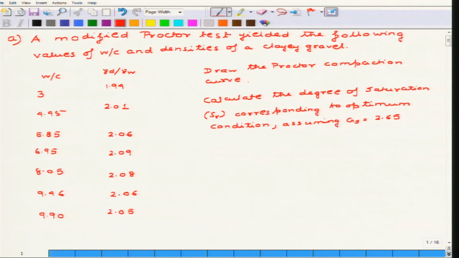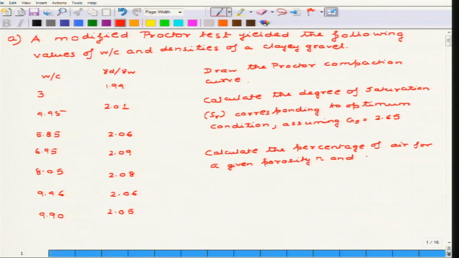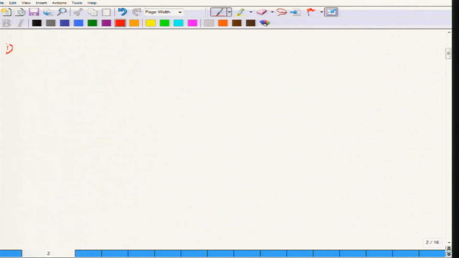It is also asked that we calculate the percentage of air for a given porosity N and degree of saturation SR. So we are going to first do the first question, that is drawing the Proctor compaction curve.